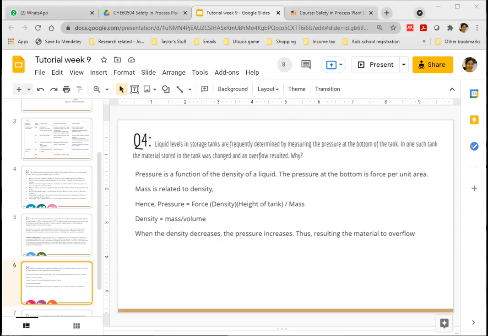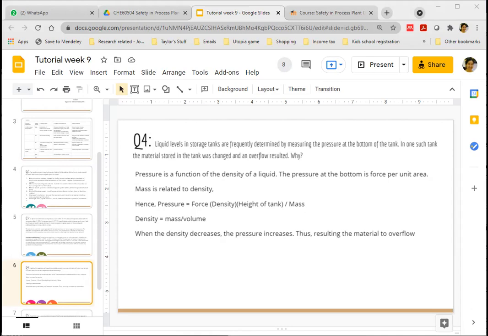So basically, liquid levels in storage tanks are quickly determined by measuring the pressure at the bottom of the tank. Then in one tank, the material is changed, and then there was an overflow. So basically, since the pressure is a function of the density of the liquid, and the pressure at the bottom is force per unit area, the mass is related to the density.